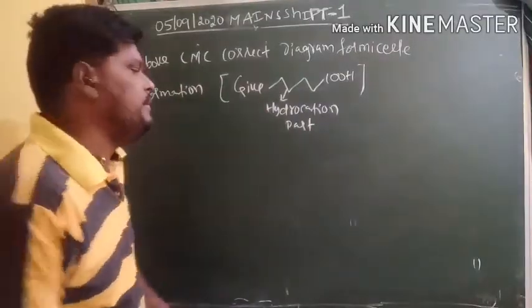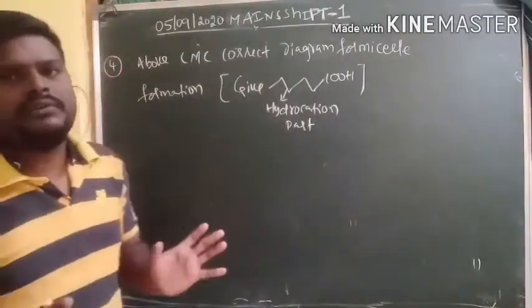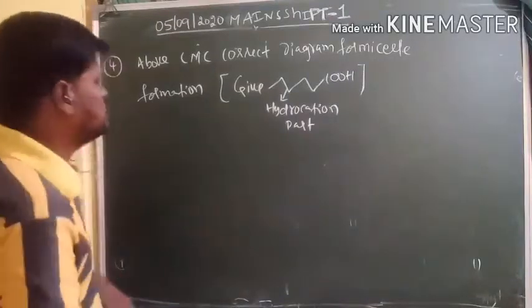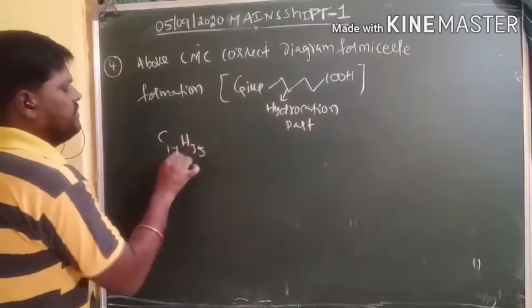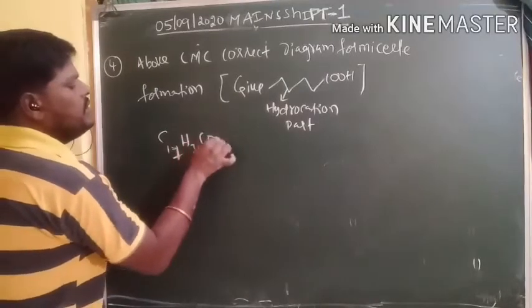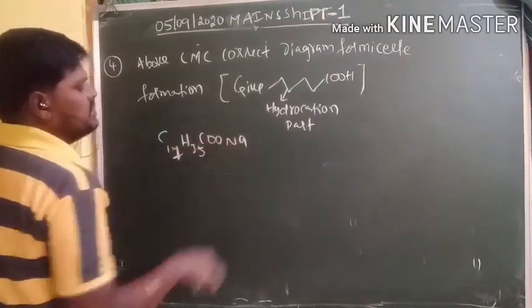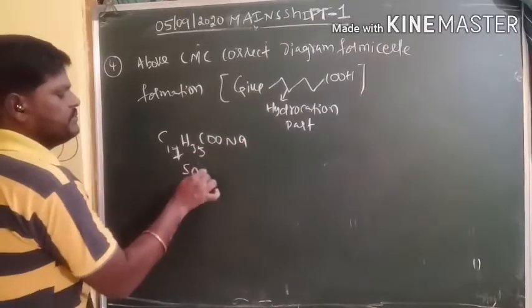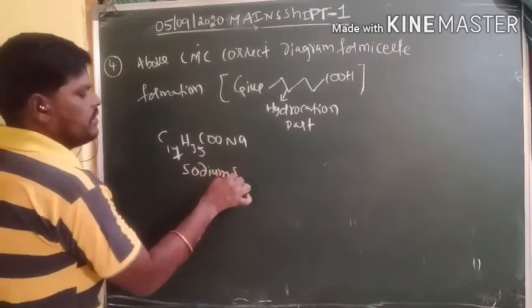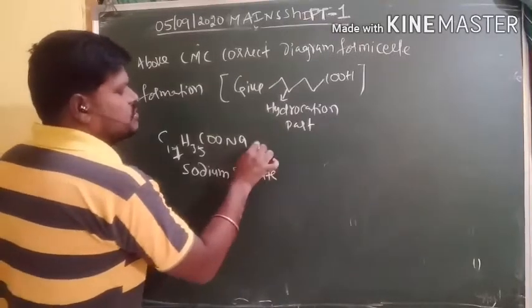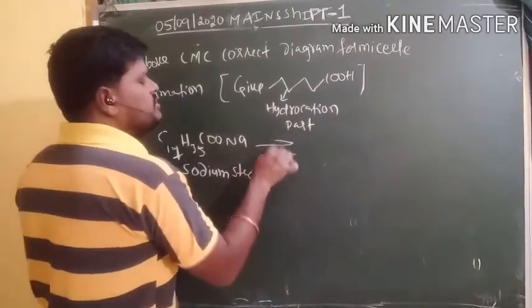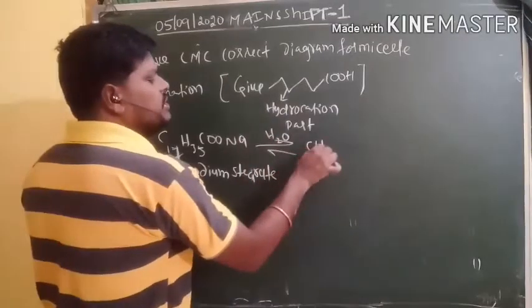Actually, how do micelles form in water? Let me take a soap. What is the soap formula? C17H35COONa, which is called sodium stearate. When it is dissolved in water, what happens?